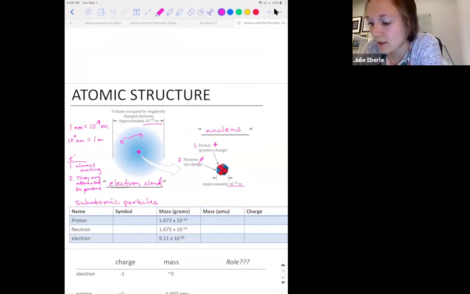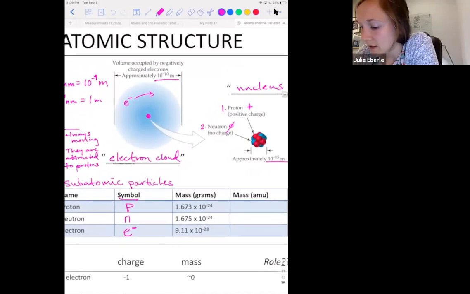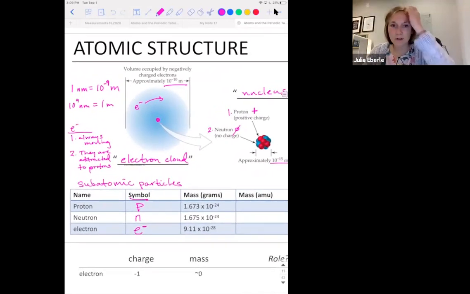So how do we abbreviate these? What are their symbols? We just use the letter. They start with P, N, lowercase n, or E, okay? And with the electron, though, we put a negative sign by it. All right, so those are the symbols. What about their masses? Let's look at this for a second. In grams, look at these numbers. 1.673 times 10 to the minus 24. That's ridiculous, right? Like that's an absurdly small number.